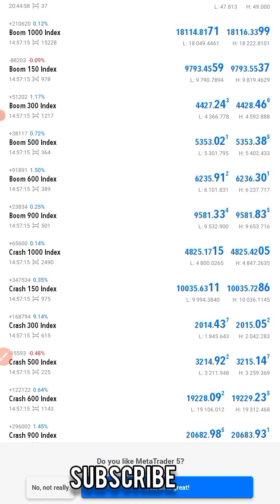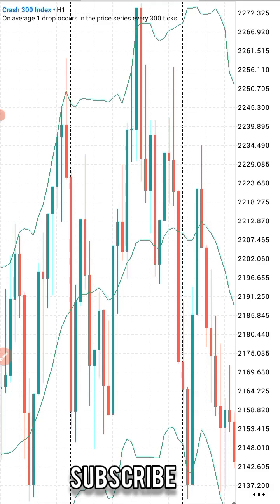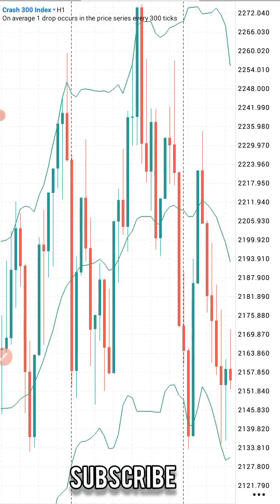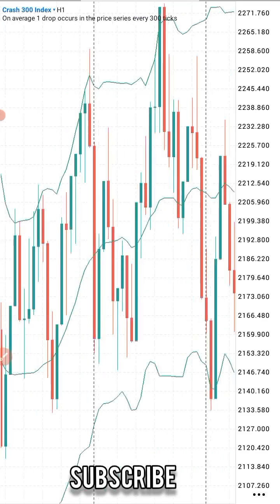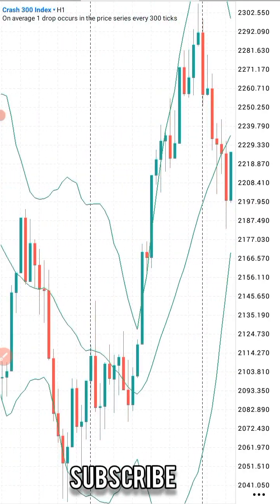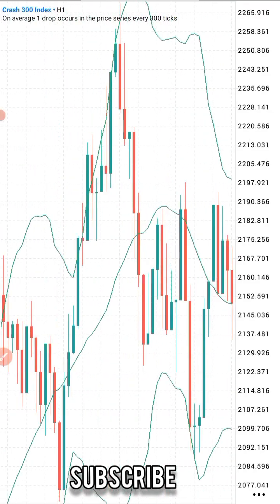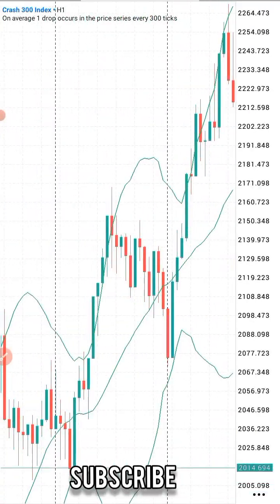This also works with our indices. You can see it, it works with our indices perfectly. It is not only for currency pairs. Look at it. Now, this is just the default settings.